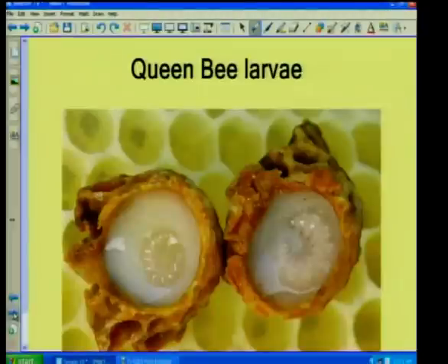Okay, there's your queen bee larva. This has just been cut out of a section of a honeycomb. And you've got your queen bees there, their little larvas. Now this one's clearly bigger than this one. So she's probably going to hatch before this one. She'll sting this little larva.